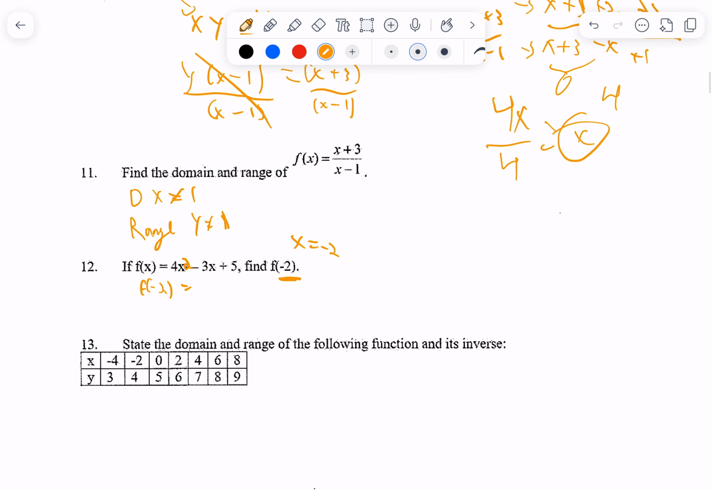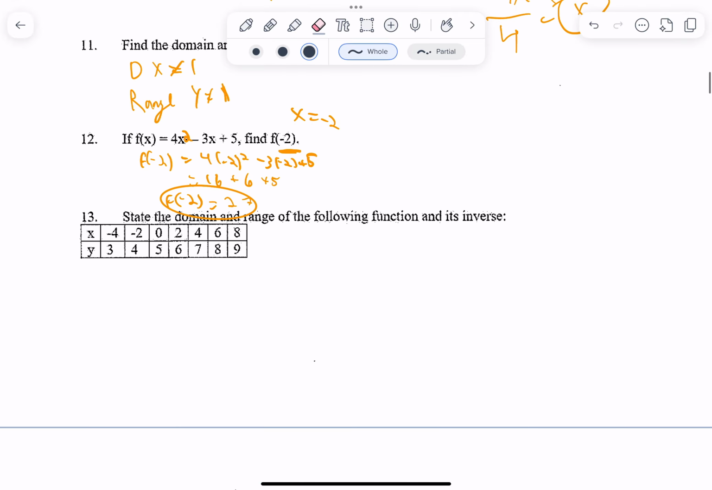So f of negative 2 equals 4, and since we're not going to write x, we're going to write negative 2 squared minus 3 times negative 2 plus 5. And now we can get 16, because negative 2 squared is 4, and 4 times 4 is 16. Plus 6 plus 5. And then we can write 16 plus 6 is 22, plus 5 is 27. So f of negative 2 equals 27. That's the answer.